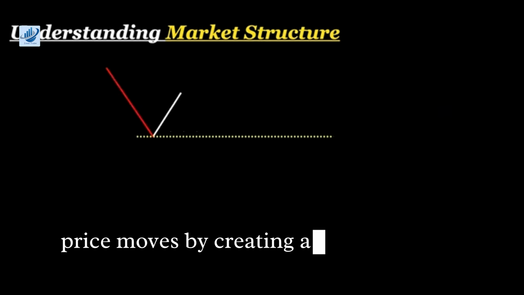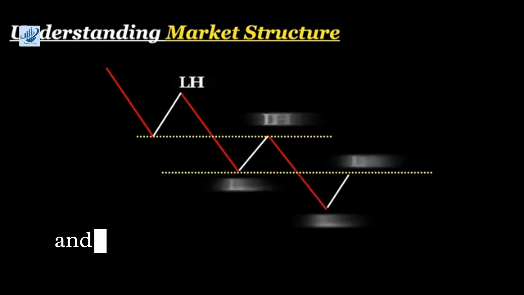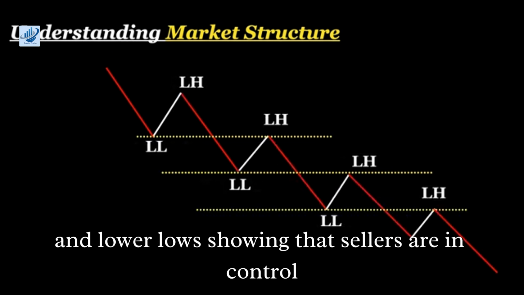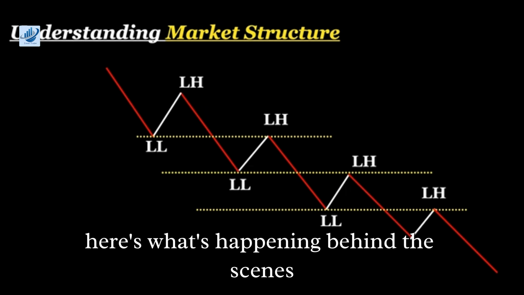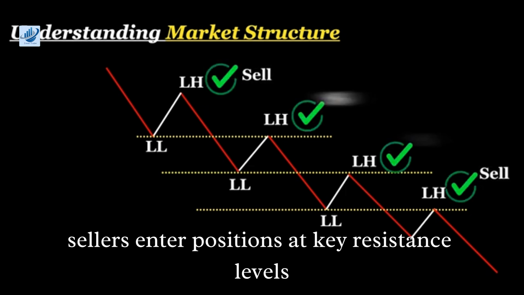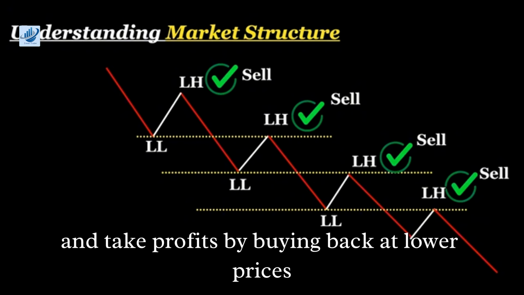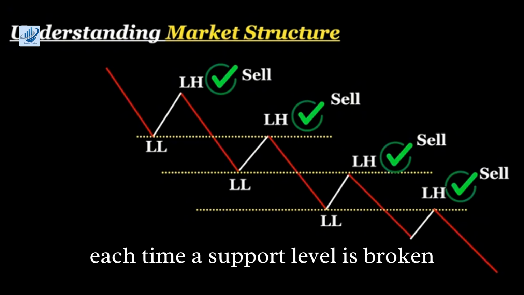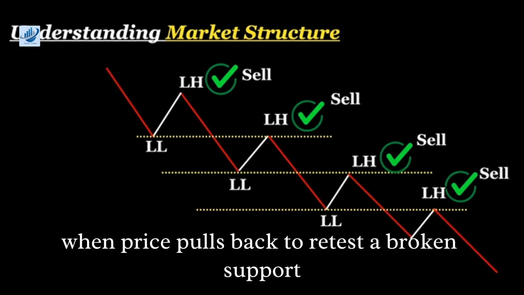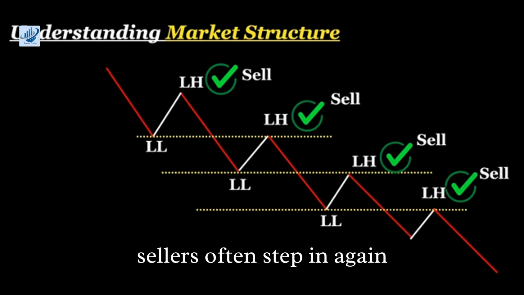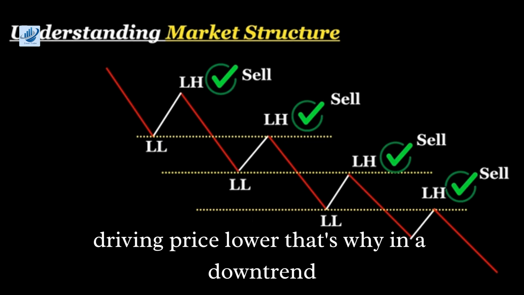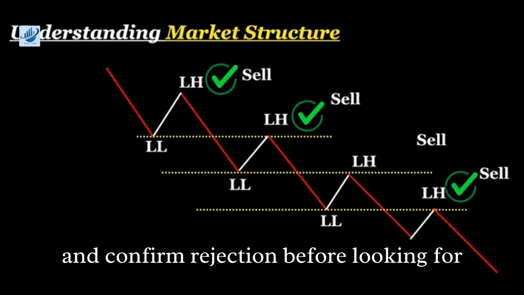In a downtrend, price moves by creating a series of lower highs and lower lows, showing that sellers are in control. Here's what's happening behind the scenes. Sellers enter positions at key resistance levels and take profits by buying back at lower prices. Each time a support level is broken, it becomes a reference point where sellers might look to re-enter the market. When price pulls back to retest a broken support, sellers often step in again, driving price lower. That's why, in a downtrend, entering too early can be risky. You wait for price to retest a former support and confirm rejection before looking for a sell.